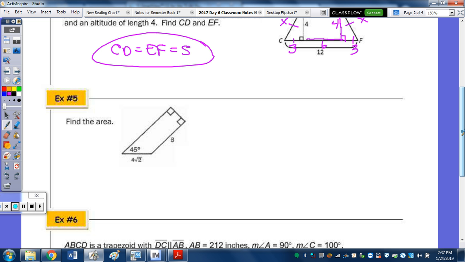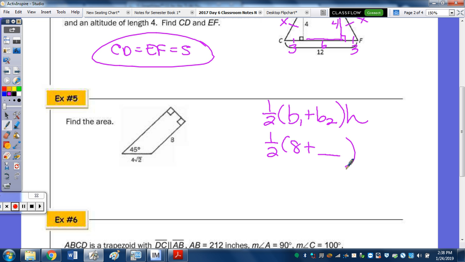Jack? Isn't it like the first half base times height? Is it base 1 first plus base? Yeah, the first base minus the second base. It's plus. You add the bases together, so it's 1/2 the sum of the bases times the height. Now, given one base is 8, so 1/2 of 8 plus, let's find the other base.